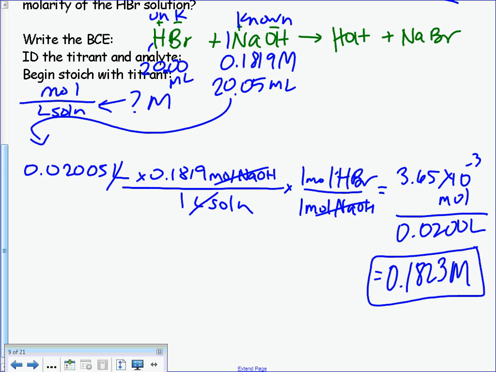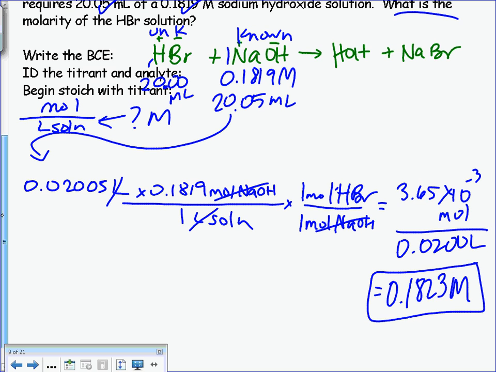So, does this make sense? I want you to think about it in a 1-to-1 mole ratio. If I had about 20 milliliters of sodium hydroxide, which is 0.1819, and it neutralized 20 milliliters of HBr, shouldn't I need about the same amount of both at the end? They're going to be approximately the same molarity, because if it's 20 milliliters and 20 milliliters and they cancel each other out, they're probably about the same concentration too. Well, that's pretty dang close, so I feel good about that answer.